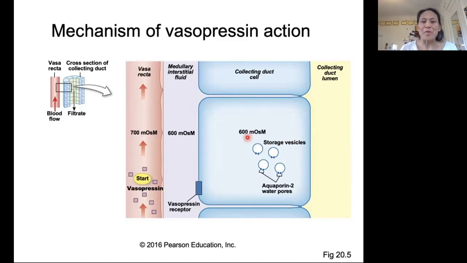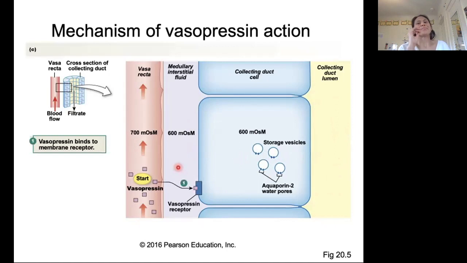In addition to that, I want to point out that we do have some vesicles inside of these epithelial cells of the collecting duct. And in these vesicles, we have aquaporin water pores. So these vesicles are just kind of hanging out and they're holding these water pores. Okay, so let's take a look at what happens. One more thing I want to point out: if we want to reabsorb water, we're going to need to move water from the collecting duct lumen through this cell and then out to the interstitial space here.